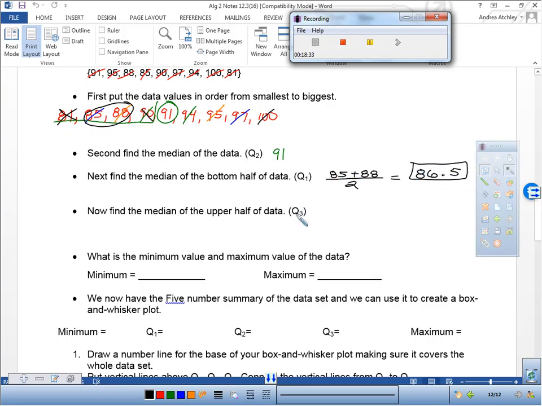Okay, that's quartile 1. Now we're going to do quartile 3, which is by taking the median of the top half of my data. So then I cross out, and I'm left with those 2. So we do 95 plus 97 divided by 2. And the middle of those 2 numbers is 96. Correct?